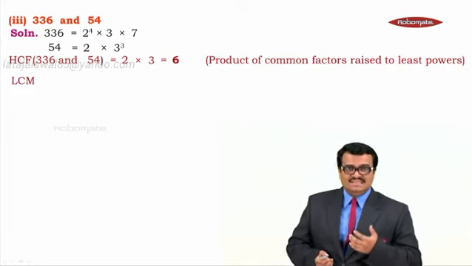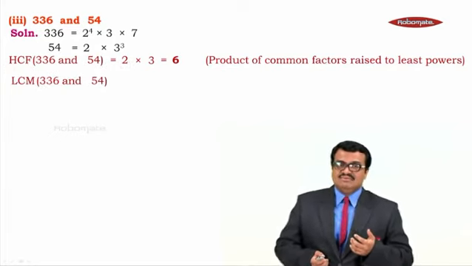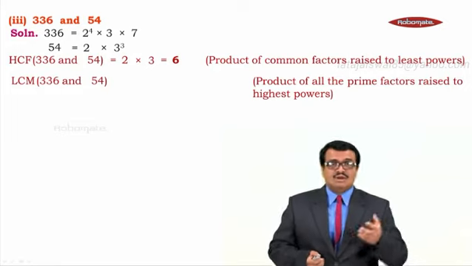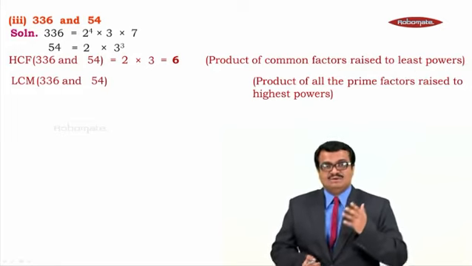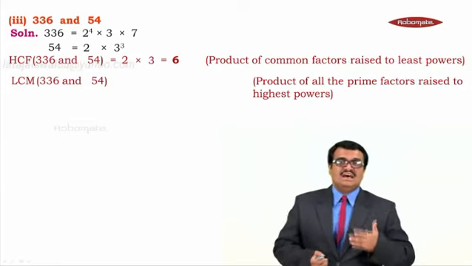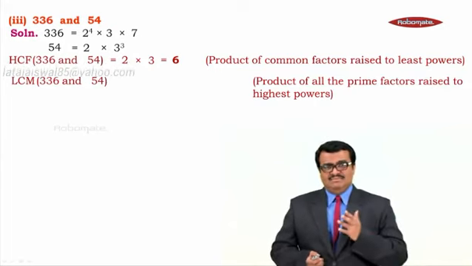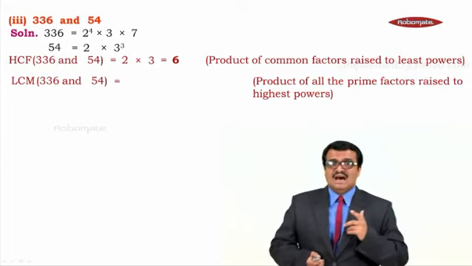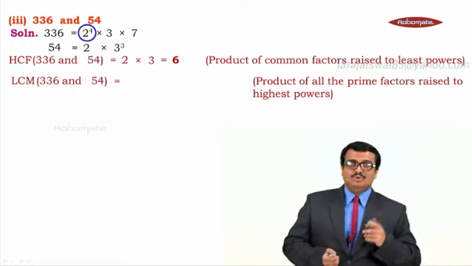And next line we write LCM. LCM of 336 and 54. LCM is product of all prime factors raised to highest powers. The prime factors present here are 2, 3 and 7. All of them raised to highest powers. Now what is the highest power of 2? The highest power of 2 is 2 raised to 4.